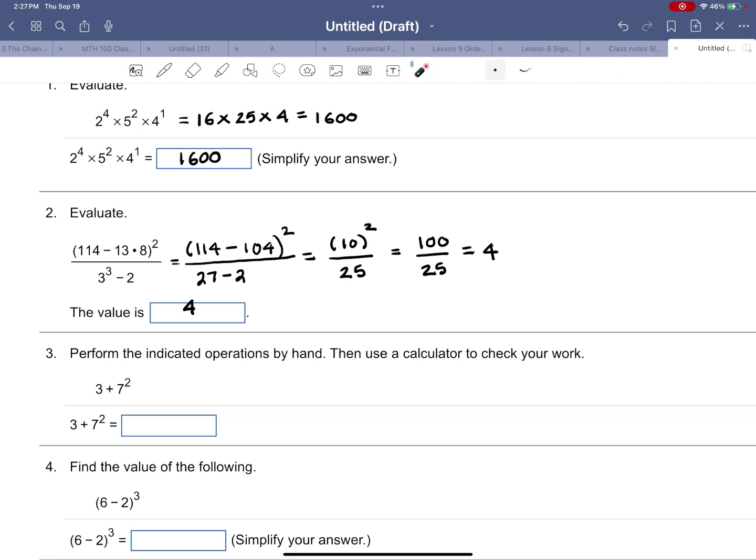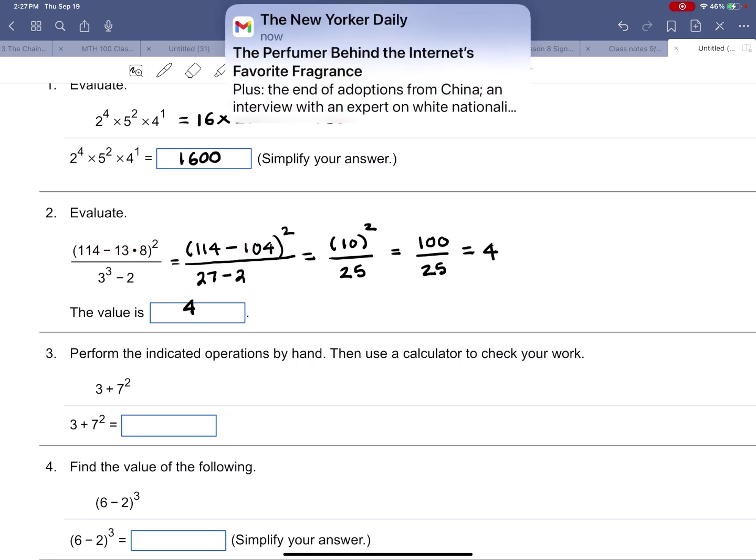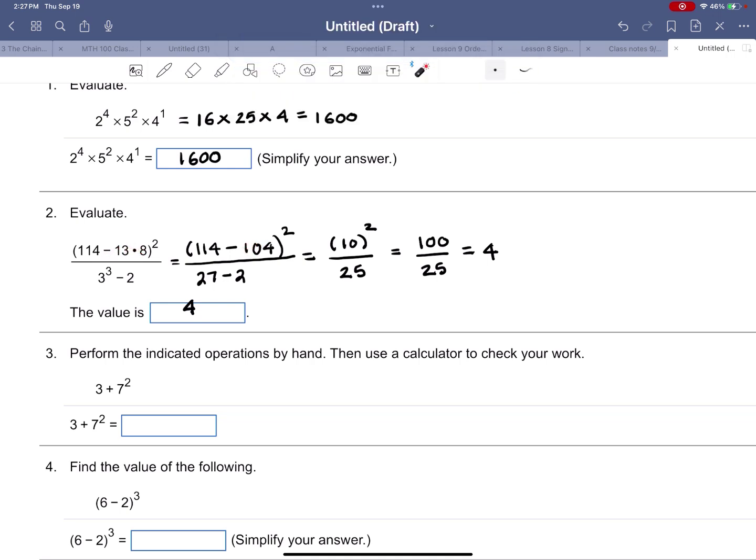So again, we started on the inside. We did the multiplication first because it comes before subtraction. We get a 10, then we square, we get 100. Our denominator, we get a 27 by doing 3 to the 3rd. Subtract 2 is 25. 10 squared is 100, divided by 25 is 4.